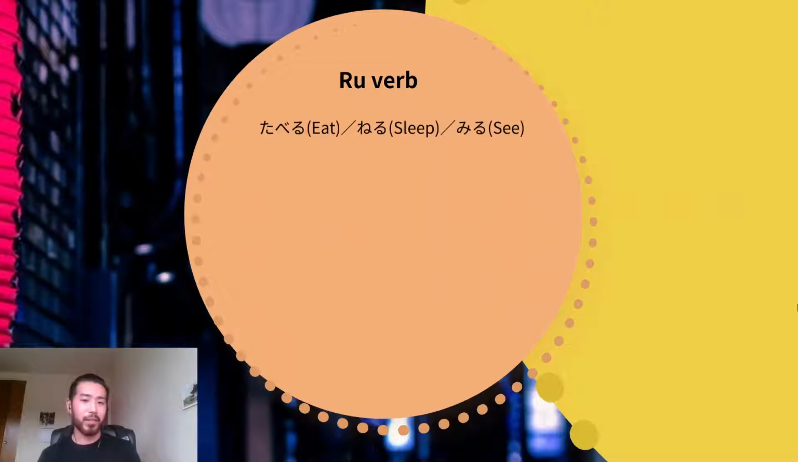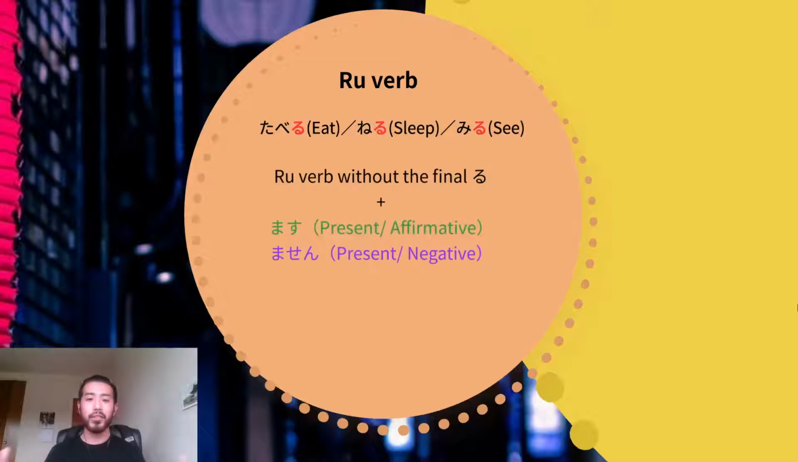What is a ru verb? For example, 食べる to eat, 寝る to sleep, 見る to see. As you can see, all of these verbs end in ru. So ru verbs always end with ru. And then how do we use these verbs? When you conjugate a ru verb, what you need to do is just drop the ru at the end and add mas or masen. Mas for affirmative and masen for negative.